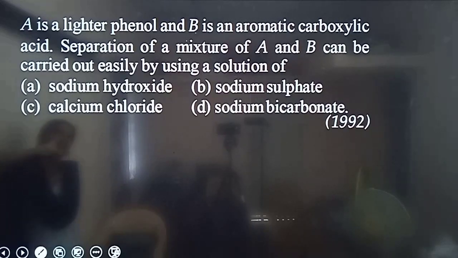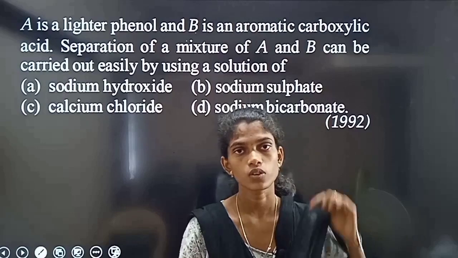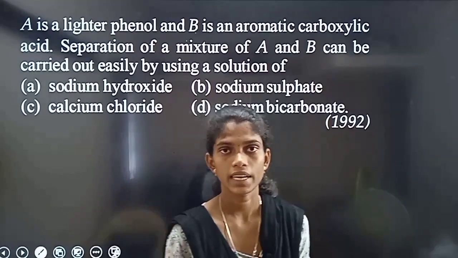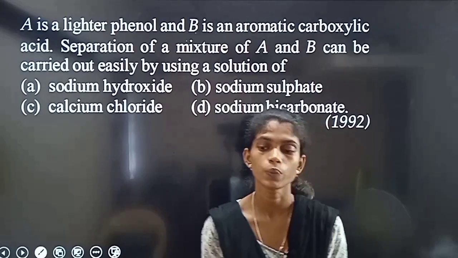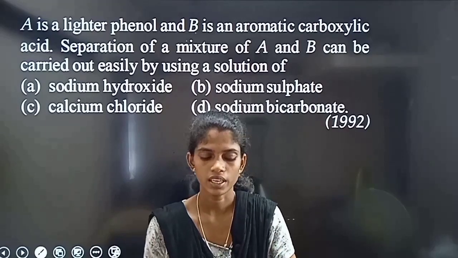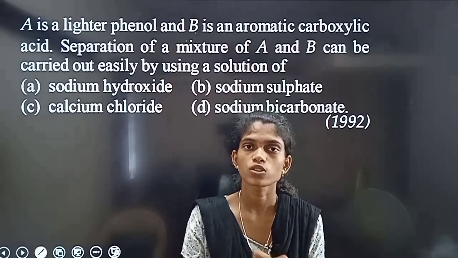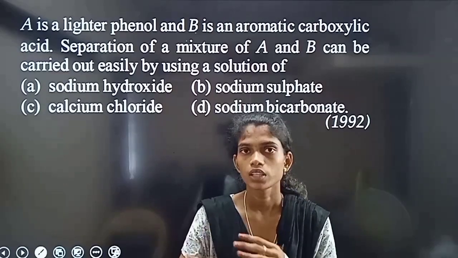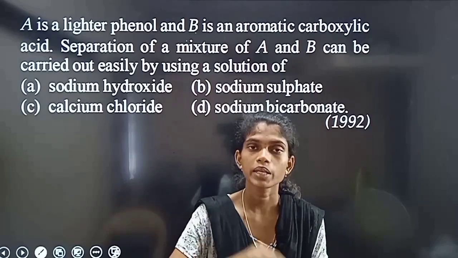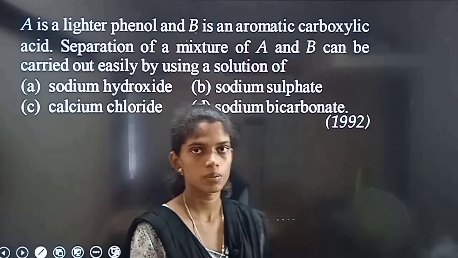Separation of a mixture of A and B can be carried out using a solution of sodium hydroxide, sodium sulfate, calcium chloride, or sodium bicarbonate. If it is a strong base, it will react with the acid. It reacts well with our carboxylic acid and forms the corresponding salt, and the phenol layer floats on top. Note the words lighter phenol. Due to its lower density it will float, and it does not react with the base, as we saw in acidity of phenols. Since it does not react that much with the base, the carboxylic acid reacts well and stays in solution as a salt. The remaining phenol in the mixture floats on top. So this is the separation technique, and we can filter it out.